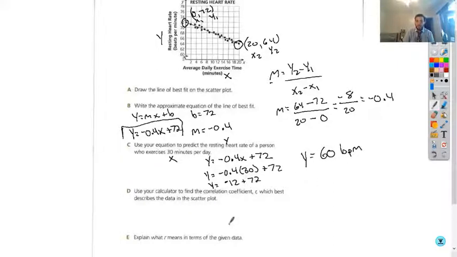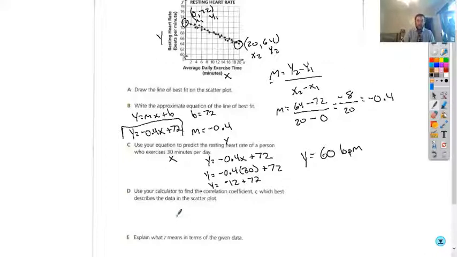All right. Now it says here to use your calculator to find the correlation coefficient which best describes the data in the scatter plot. I wouldn't expect you to go through and put in all these sets of data. We are going to do that in one of the later questions.